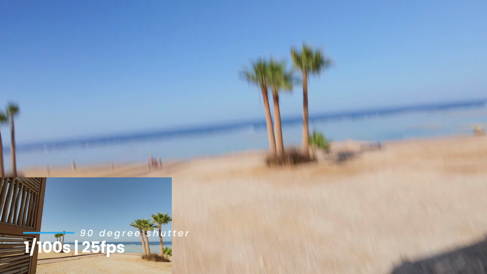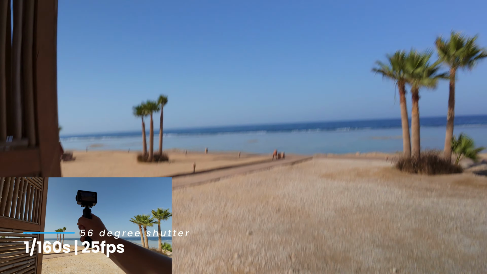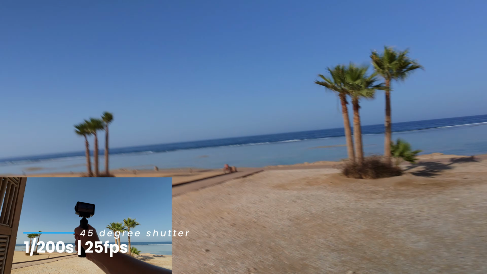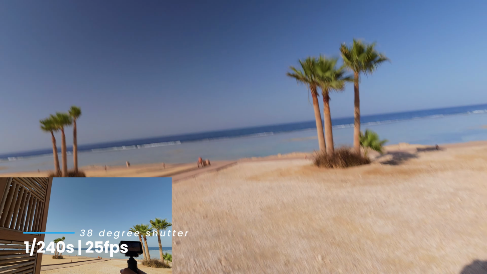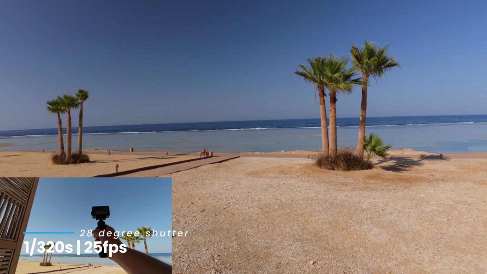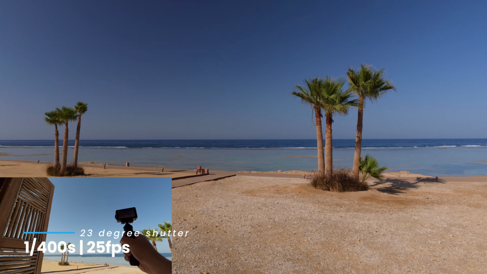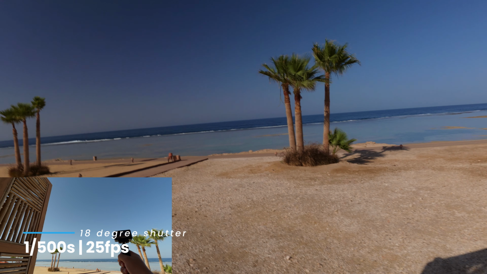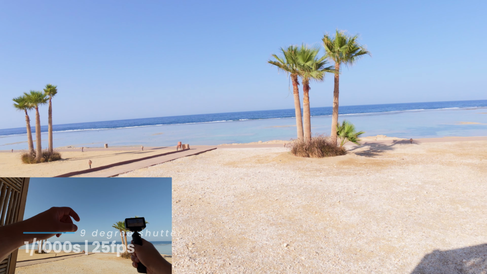And with the lower ND16, 1/120th with the same ND filter. 1/160, still ND16. 1/200th, still ND16, getting a little bit darker. And now we're doing 1/240th, but with the lower ND filter, ND8. And 1/320, but still with ND8. 1/400, still with ND8. 1/500, it's probably getting a little bit too dark. 1/1000th of a second. 1/2000 of a second.